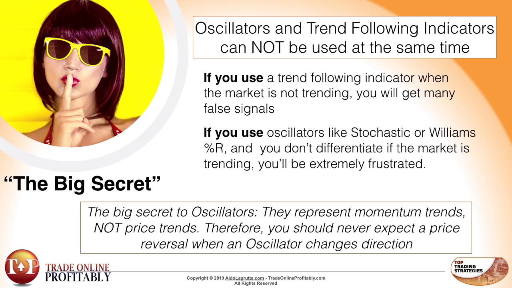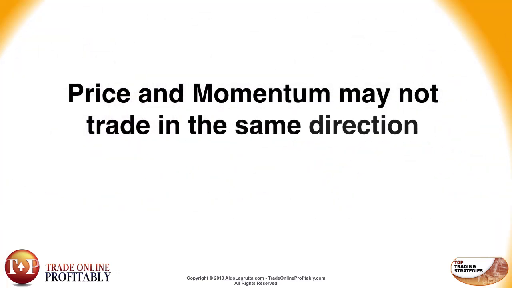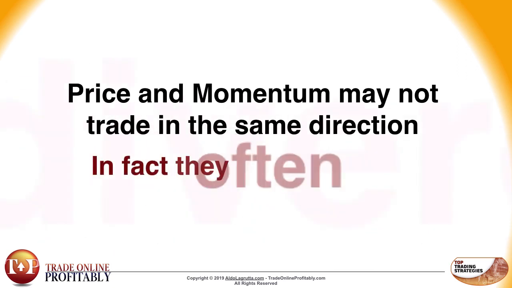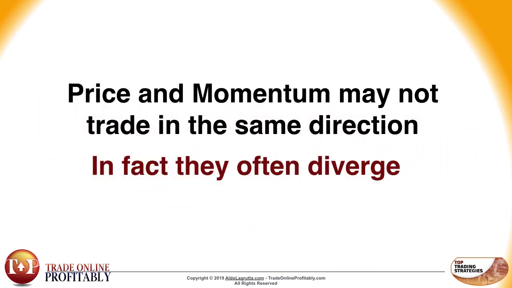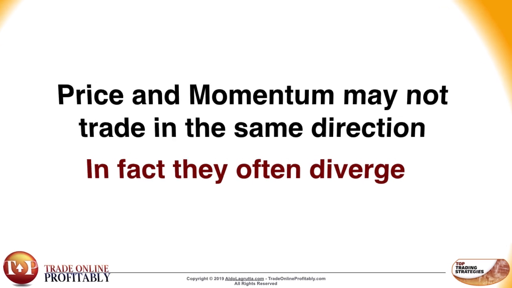They represent momentum trends, not price trends. Therefore, you should never expect a price reversal when an oscillator changes direction. This is something you should commit to memory. Price and momentum may not trade in the same direction. In fact, they often diverge. Unfortunately, traders are not aware of these two indicators' secrets that can make a huge difference in their bank accounts. So let me show you some examples.